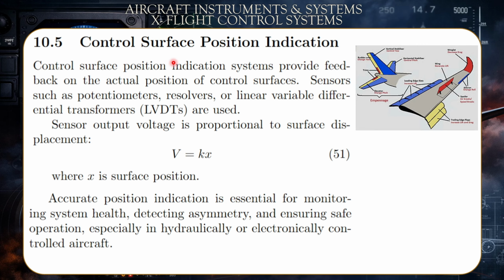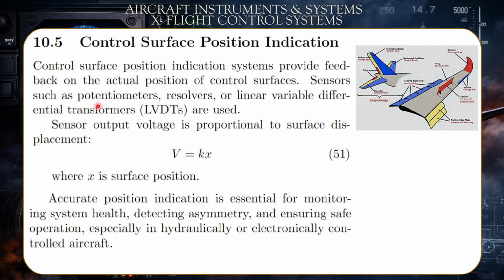Then 5, control surface position indication. Control surface position indication systems provide feedback on the actual position of different controls. This is very necessary, especially, for example, during control check, where the pilot would check if the controls are responding correctly to his own input, before verifying the airworthiness of the aircraft at that moment, before taking off. This is a part of the checklist before takeoff.